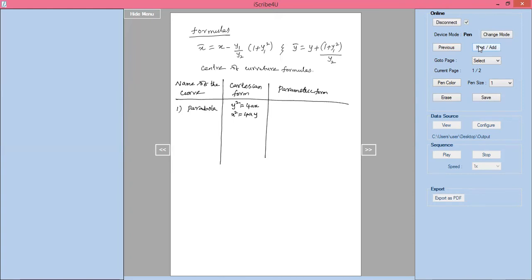Whenever y square equal to 4ax is there, I'll write x equal to at square, y equal to 2at, or x equal to 2at, y equal to at square for the given curve x square equal to 4ay.